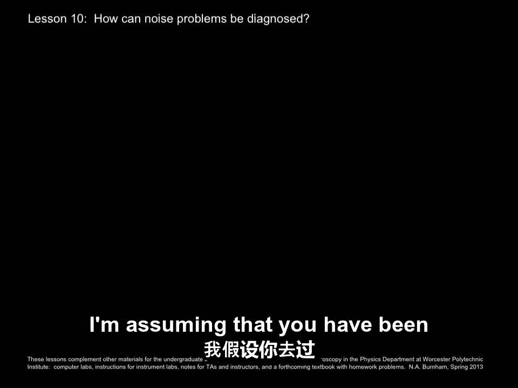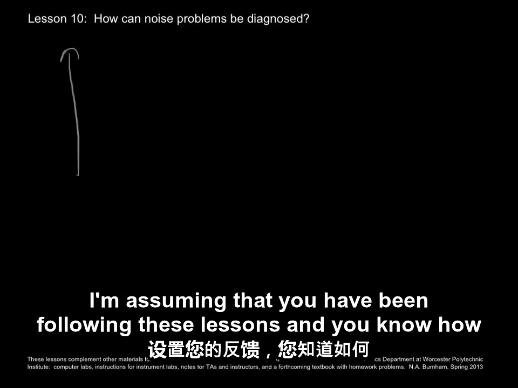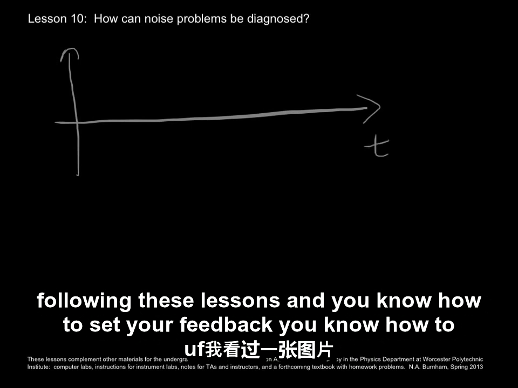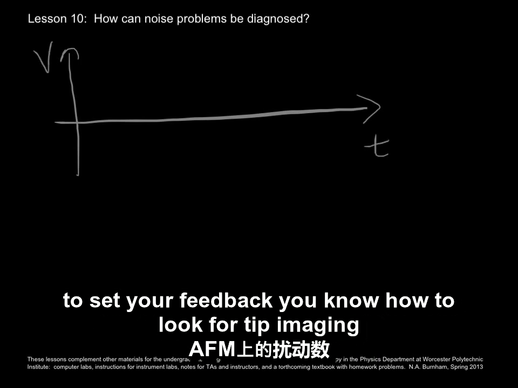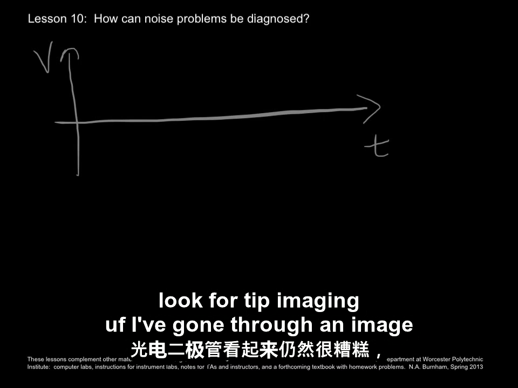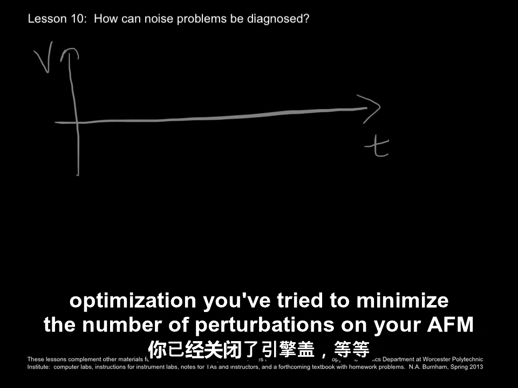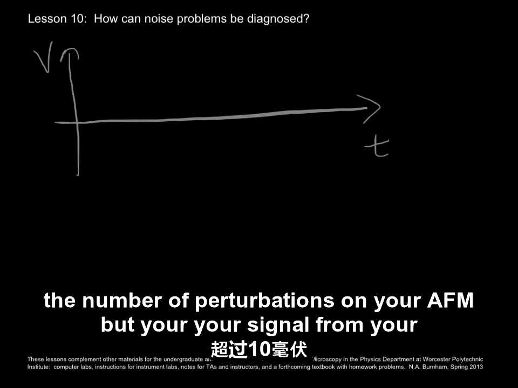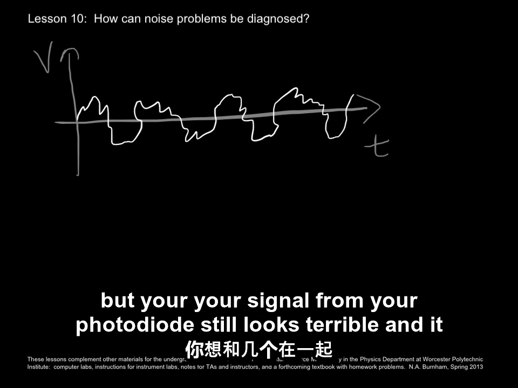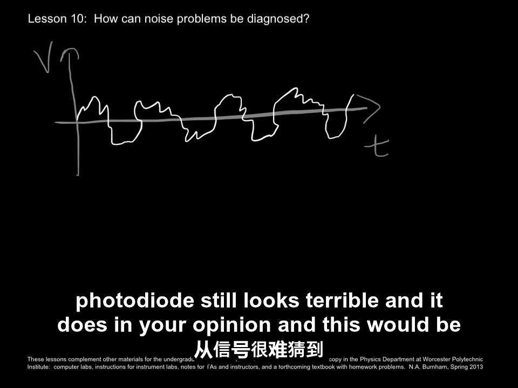I'm assuming that you have been following these lessons and you know how to set your feedback, you know how to look for tip imaging, you have gone through image optimization, you've tried to minimize the number of perturbations on your AFM, but your signal from your photodiode still looks terrible, and it does in your opinion.